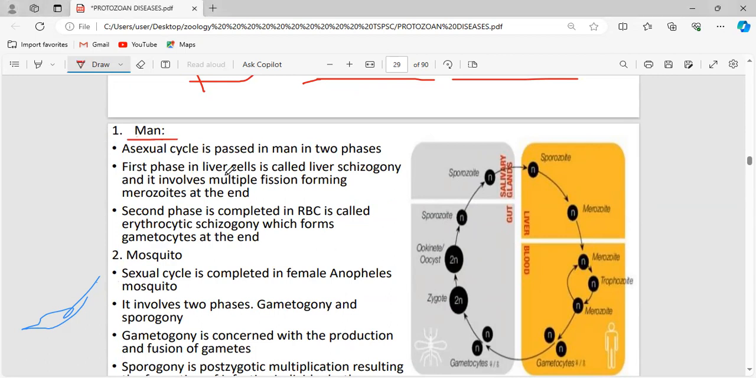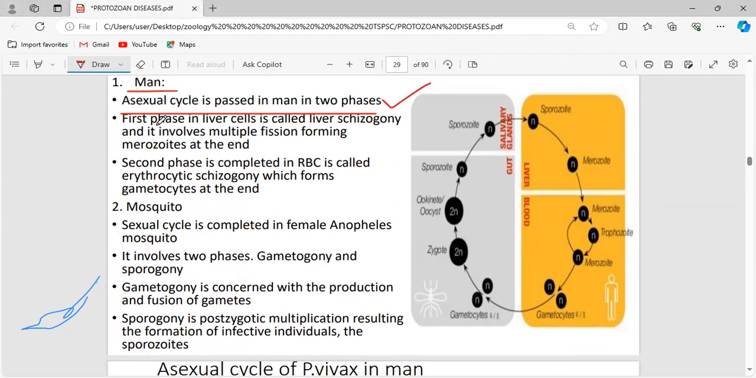See, asexual reproduction passes in man in two phases. Okay, and what is a phase? The first phase is in the liver cells. These are all the asexual cycle. The first phase is in the liver and the second phase is in the blood, in the erythrocyte.